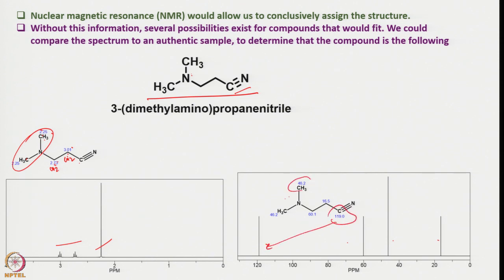And then these two will be here because they are on N. And then this is close to N, so it comes here. And then this is coming here. We have confirmed with the same molecule that it gives the expected spectrum in case of 1H as well as 13C. So this is 3-dimethylaminopropane nitrile.